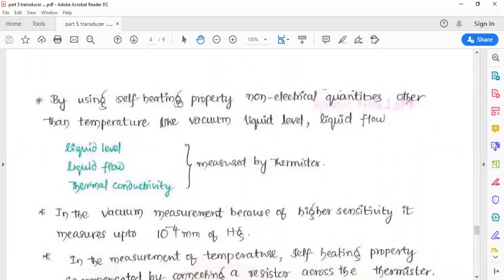And by using self-heating property, non-electrical quantities other than temperature like vacuum, liquid level, liquid flow, thermal conductivity are measured by thermistor. In the vacuum measurement, because of higher sensitivity, it measures up to 10 raised to power minus 4 mm of Hg.